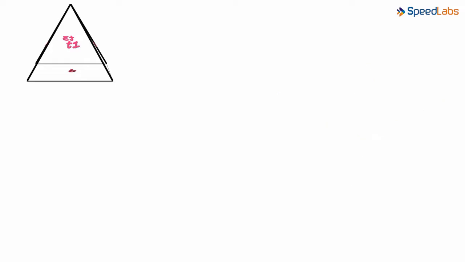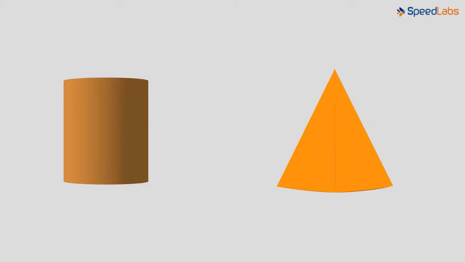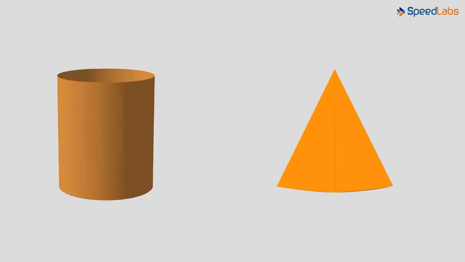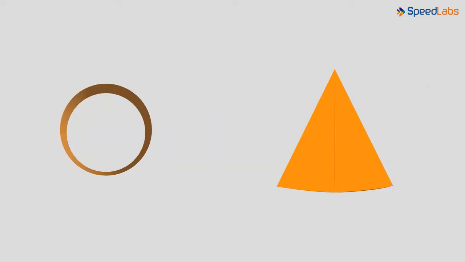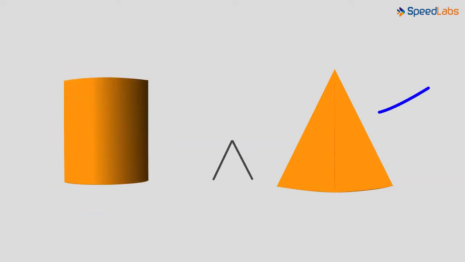But what if the faces of the solid are curved and not straight? How would we draw their nets? A cylinder and a cone are two such examples. What would the net of these two solids look like? Assume this is an open cylinder, which means that the two circular bases do not exist. And this is an open cone without the circular base. Now take a moment and think about how their nets would look.